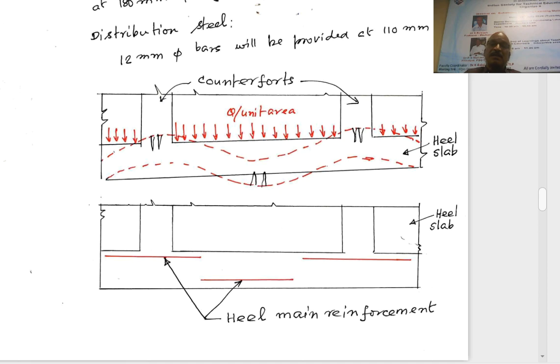Let us have the continuation of this in the next lecture. For the time being, we will stop with this. We will continue those designs in the next lecture. Thank you.